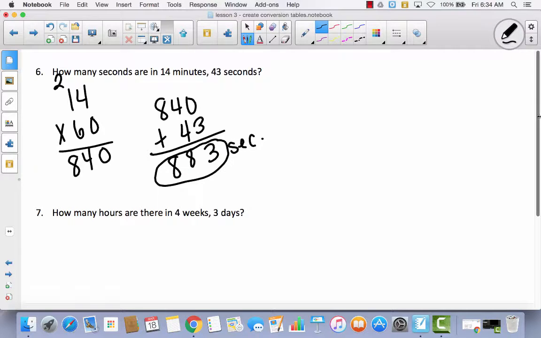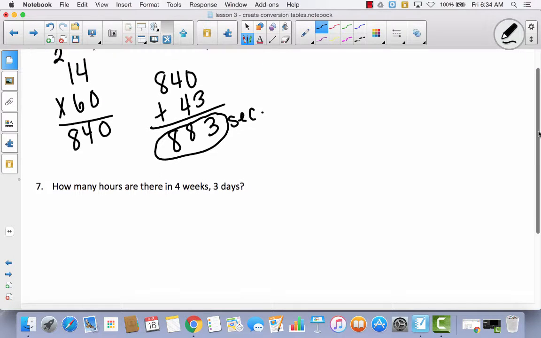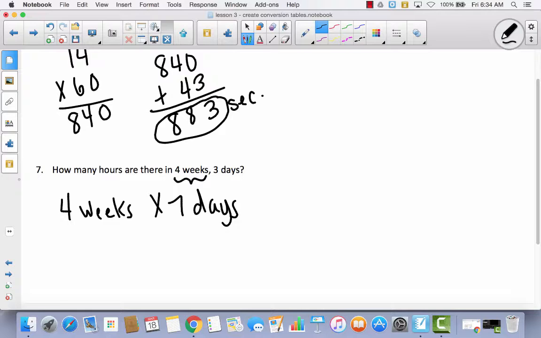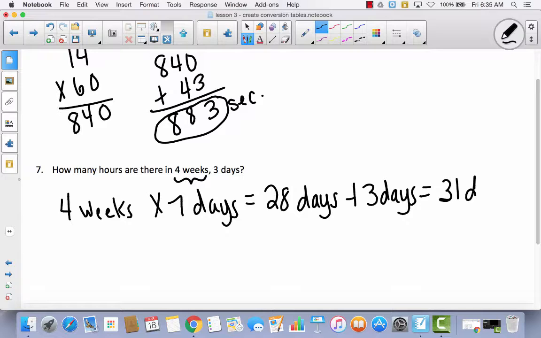All right, how many hours are there in 4 weeks and 3 days? So how are we going to do this? We're going from weeks and days to hours. So first I'm going to have to do something about these weeks. How many days are in a week? 7, right? So if I did 4 weeks times 7 days, that gives me 28 days. And then if I go ahead and add those 3 days, now I have 31 days.